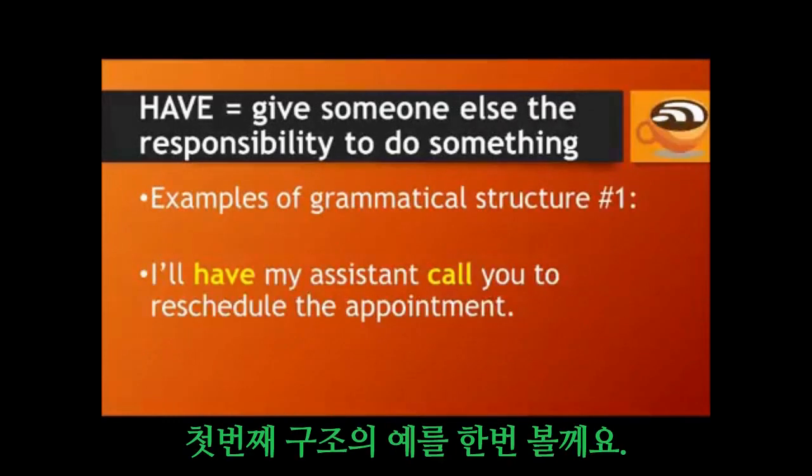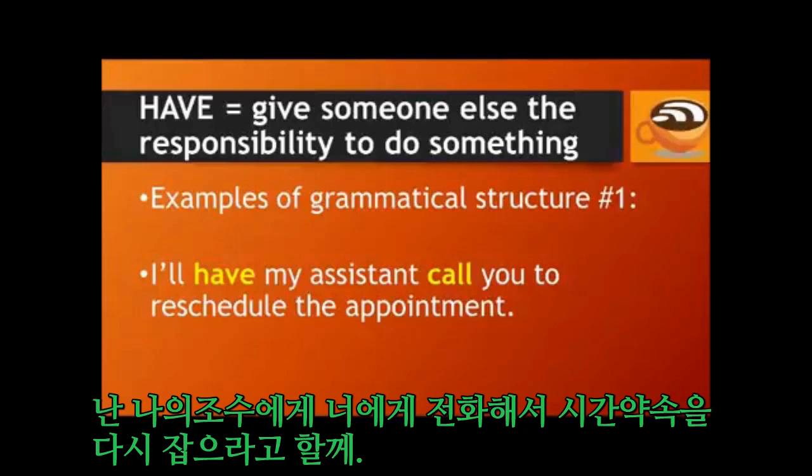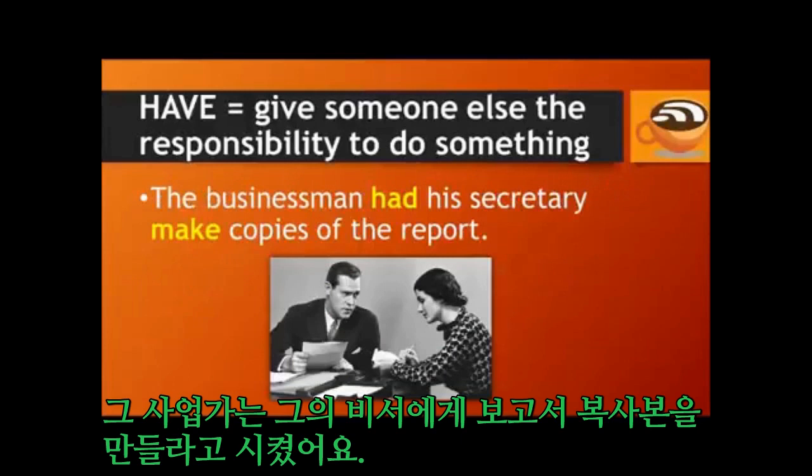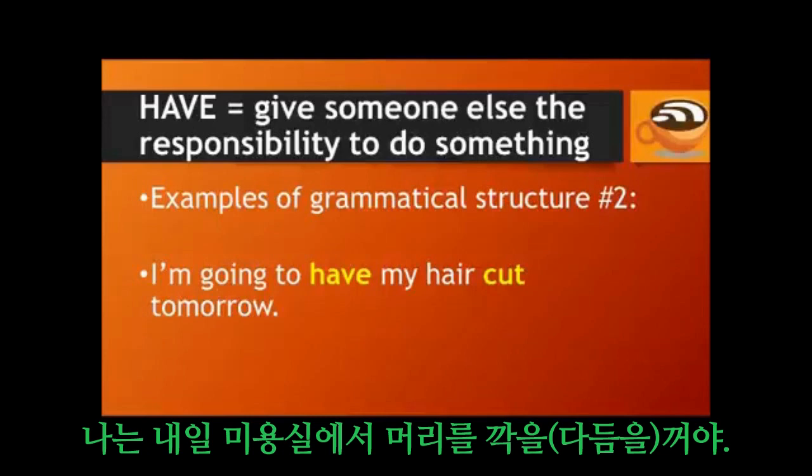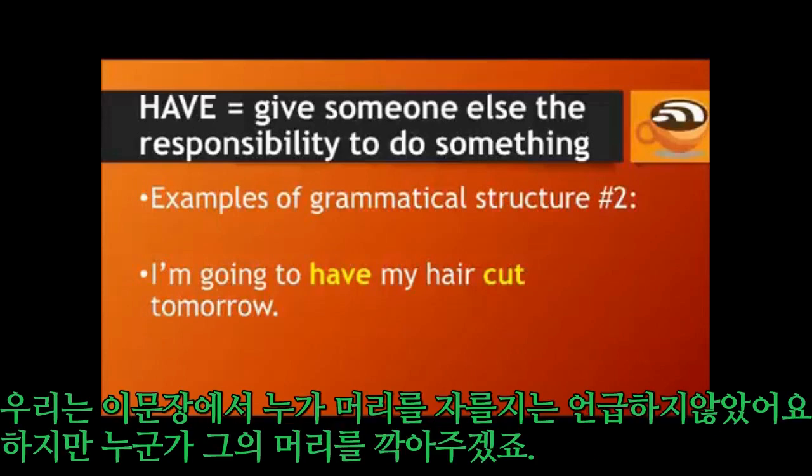Here are some examples of grammatical structure number 1. I'll have my assistant call you to reschedule the appointment. The businessman had his secretary make copies of the report. And here are some examples of grammatical structure number 2. I'm going to have my hair cut tomorrow. In this structure, we don't say who cuts the hair, but the hair will be cut by somebody.